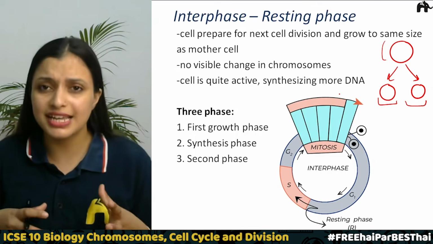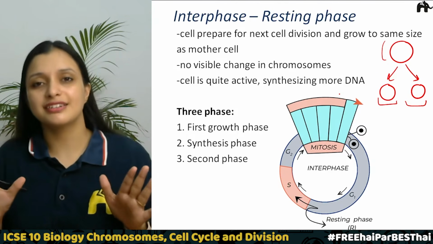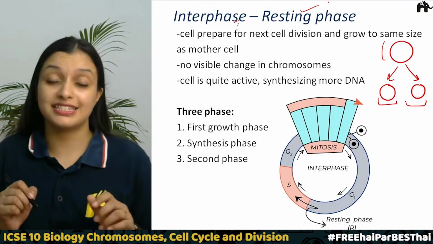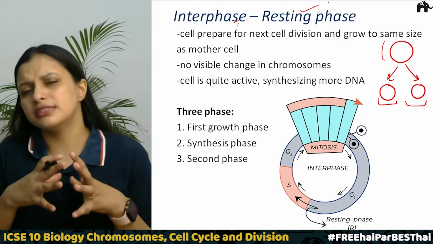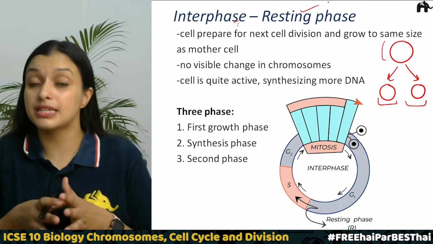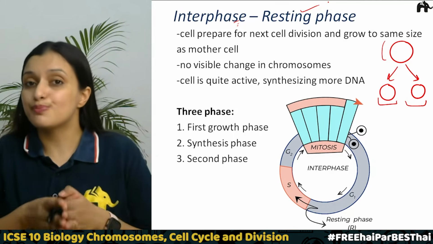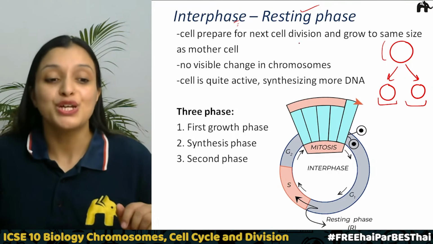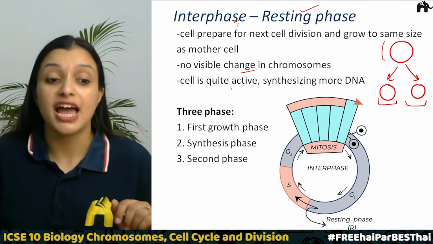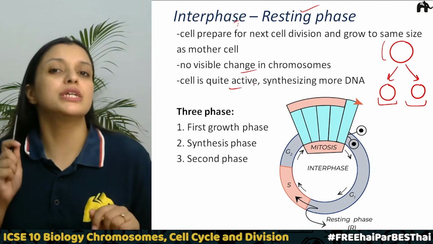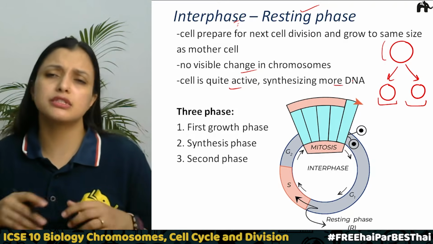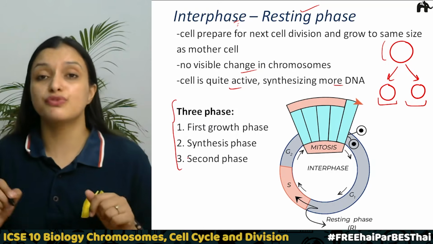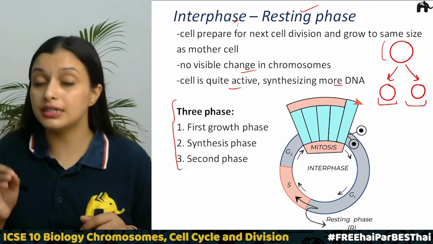and it feels like there is nothing else going on inside the cell. The cell seems to be in a, say, resting phase. That is why initially this phase was called the resting phase, because it was thought that there was nothing happening inside the cell. But very, very important things happen during this phase of the cell cycle. So there were no visible changes, but the cell is actually quite active and it synthesizes more and more of the DNA. So there are basically three important phases that we are going to study under interphase.